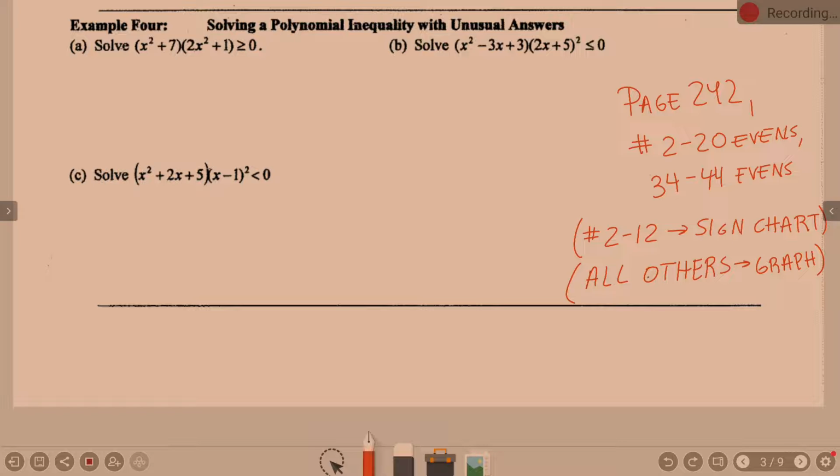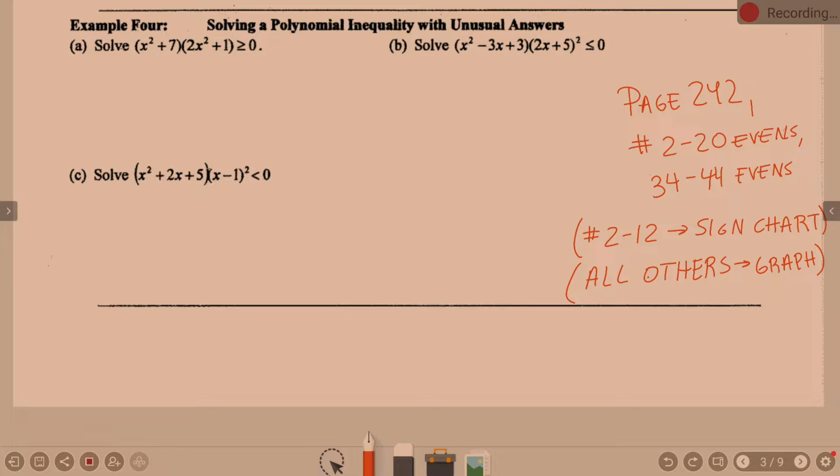You don't do anything fancier. So 2, 4, 6 is like number 1. 8, 10, 12 is like example 2. The rest are variations on graphing. Okay? So be aware. 34 to 44 says using a sign chart. I'm telling you no, I'm telling you to graph. Okay?